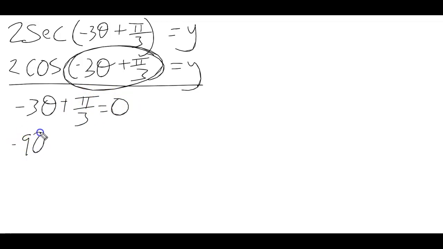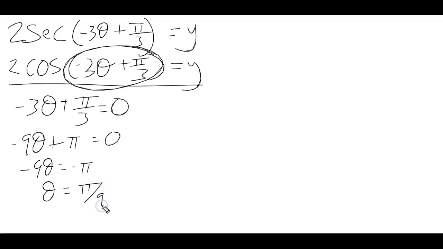That's going to end up giving me negative 9 theta plus pi equals 0. Now I want to get theta by itself, so I'm going to minus the pi on both sides, and then I'm going to divide by negative 9, and that's going to give me pi over 9. That's my first angle to graph. Now I'm going to find the next angle.